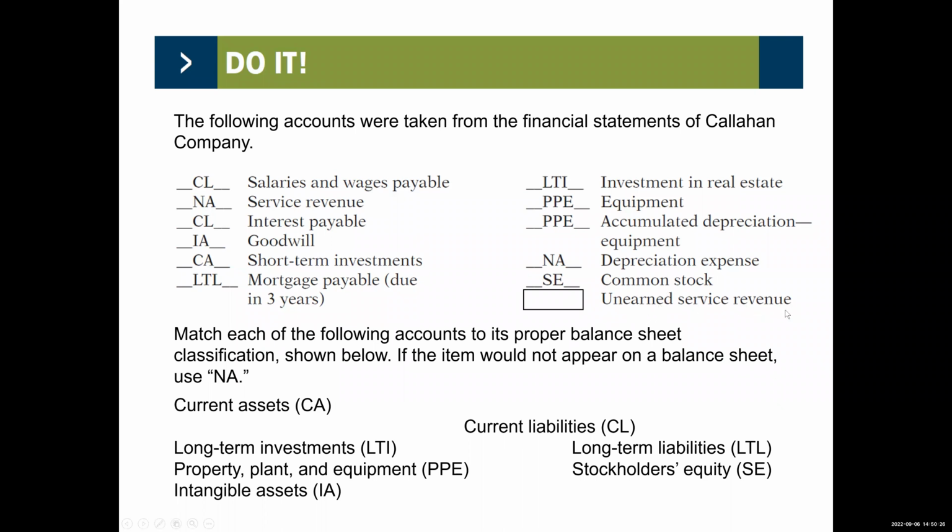How about this one? Unearned service revenue. This one messed me up as a student. What would that be? Unearned service revenue. How many say it goes on the income statement because it's a revenue? See, when I was starting out, I hung on to that word revenue. Remember, I told you, hang on the word unearned. If you hear payable or unearned, it's going to be a liability. So unearned service revenue is going to be a current liability. Okay. Good.